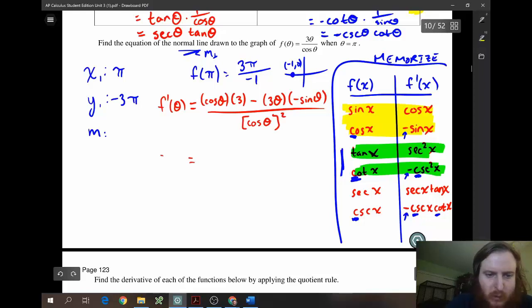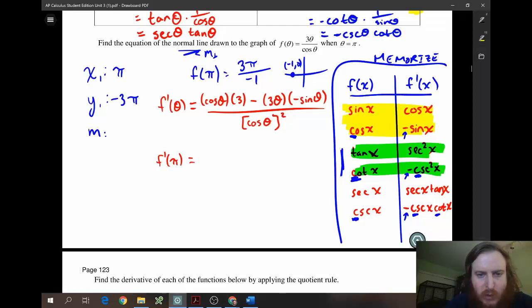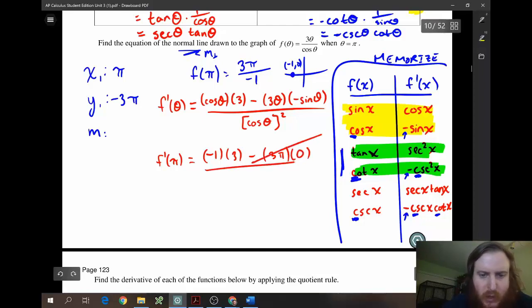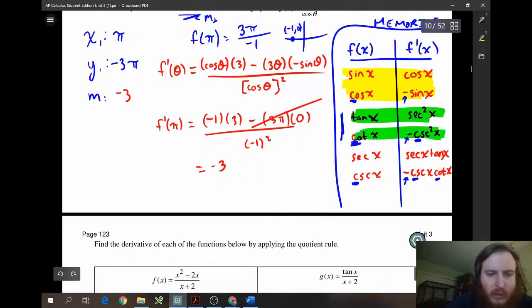And now we're just going to plug in pi. Like I said, I always plug these in before simplifying if I know I'm going to plug in. So cosine of pi we said was negative 1. So this is negative 1 times 3 minus 3 pi times the sine of pi, which is 0, right? So we can just put a 0 here, so this whole thing goes to 0, all divided by cosine of pi, which is negative 1, squared. So this becomes negative 3. And so that gets us to our overall equation, which is y minus negative, turns to plus 3 pi, equals negative 3 times x minus pi.